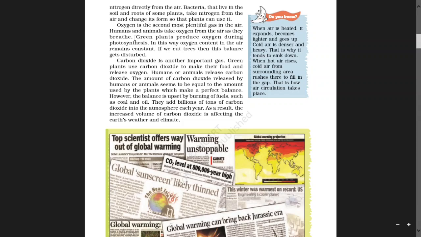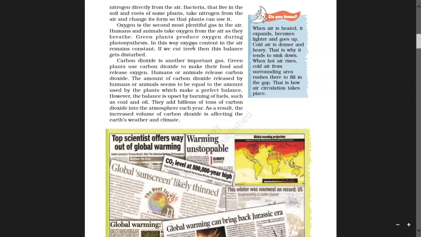Human beings and animals take oxygen from the air at the time when they are breathing. Green plants produce oxygen during photosynthesis. So green plants produce oxygen at the time of photosynthesis. Photosynthesis is the process in which plants produce food in the presence of sunlight.